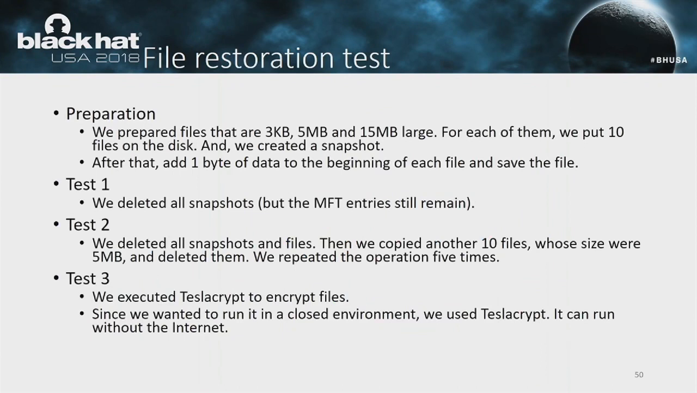We conducted a file restoration test from the following disk images using multiple snapshot parsers. So for test preparation, we prepared files that were 3 kilobytes, 5 megabytes, and 50 megabytes large. For each of them, we put 10 files on the disk, and we created a snapshot. After that, we added 1 byte of data to the beginning of each file and saved the file.